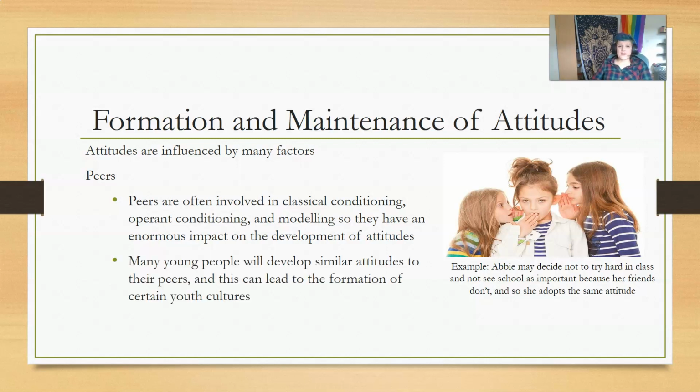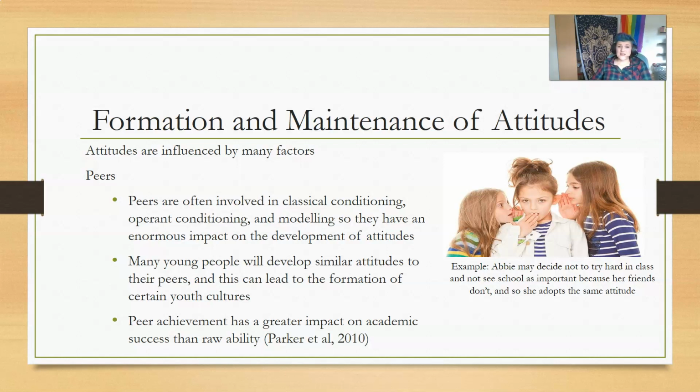And many young people will develop similar attitudes to their peers, and this can lead to the formation of certain youth cultures. Peer achievement actually has a greater impact on academic success than raw ability. If you're hanging out with peers who are hardworking and very clever and love school, then you're likely to express those same attitudes. However, if you get in with the bad crowd and perhaps rebel against school, then obviously you're reflecting their attitudes. And these friend groups have a greater impact on your ultimate success.